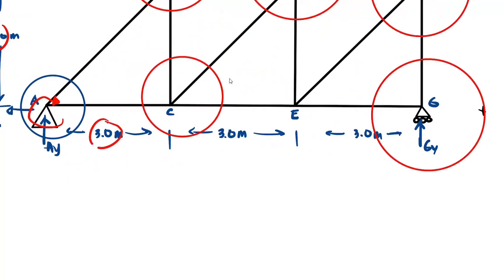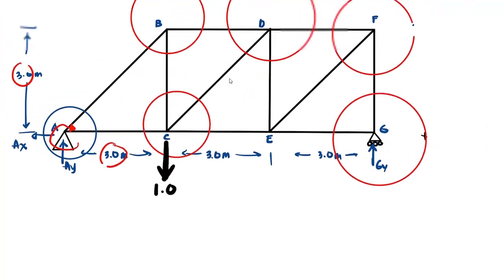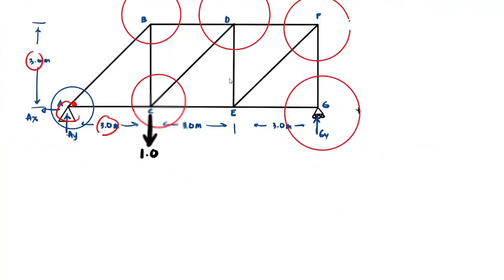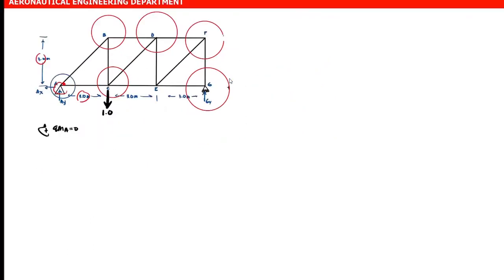So, nandito yung ating dummy load. Okay, anong value niyan? Lagi yan na 1.0. Okay? So, same process. Ulitin mo lang. Kunin mo yung reaction ng AX, AY, and GY based dun sa load na 1.0 lang. So, summation moment pala, sorry. So, summation moment A is equal to 0, clockwise positive.